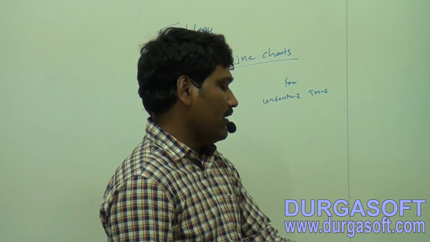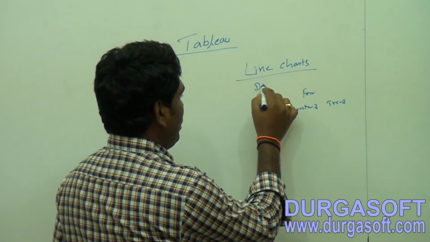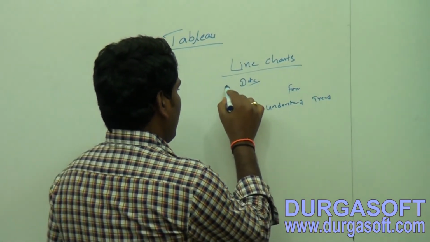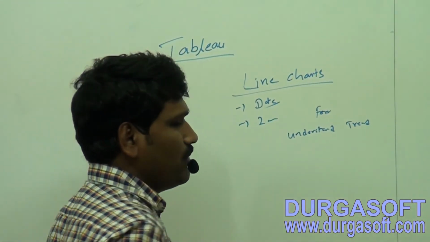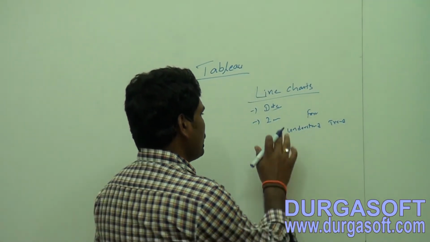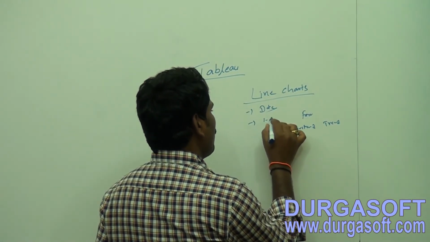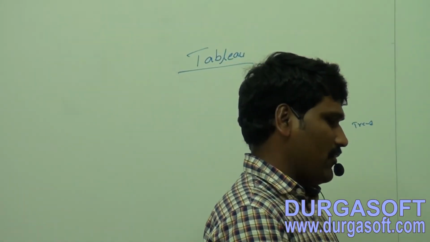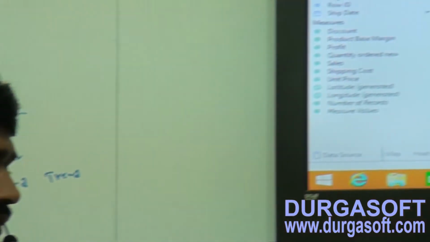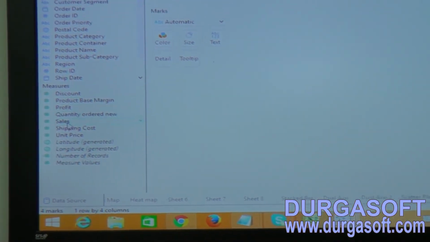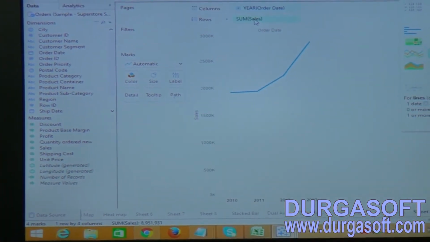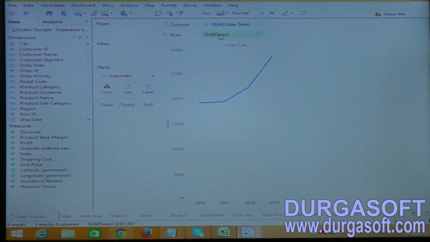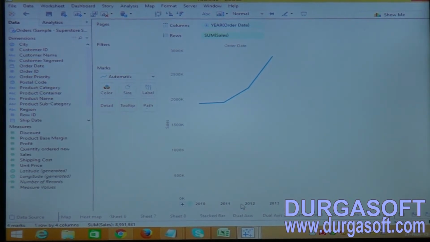we need a date field, or date column, and measures. Not only two measures, you can also use one or more measures to represent the data in the line chart. Now take this, I have an order date here. Now drag your sales to the rows. Now see that by default it gives you a line chart. This is almost the year-wise data.